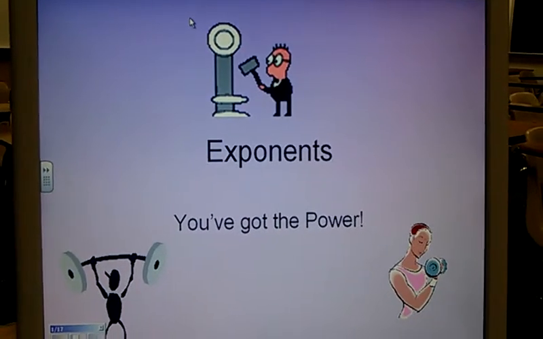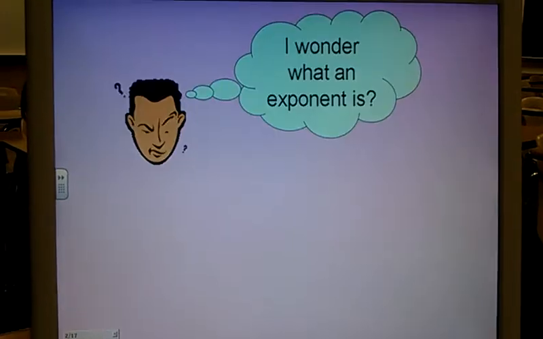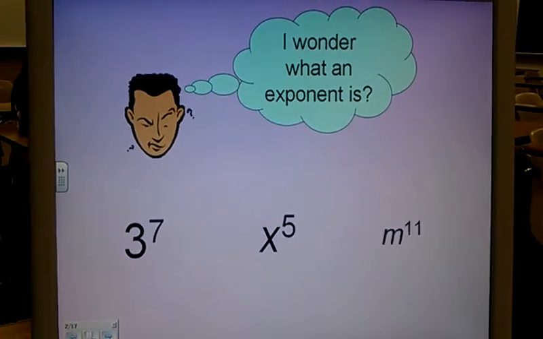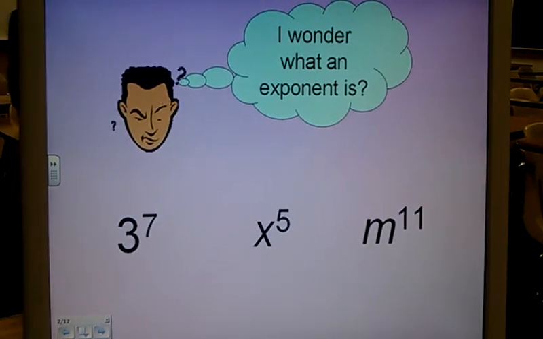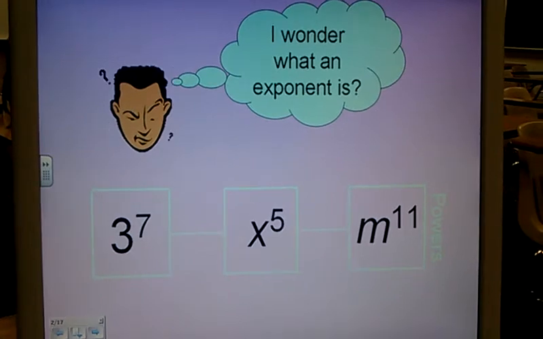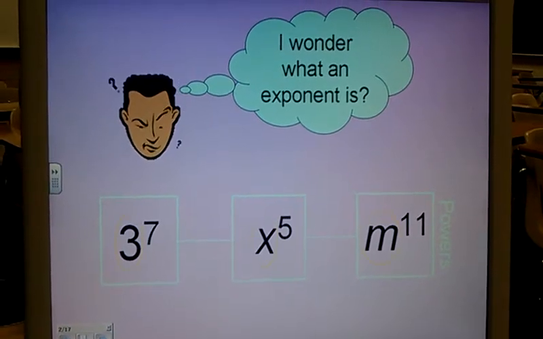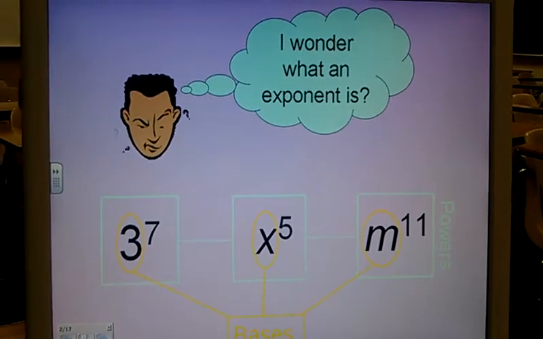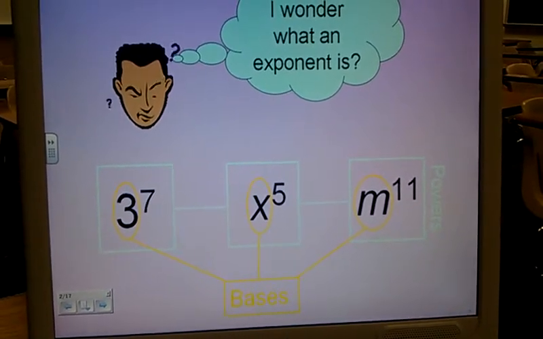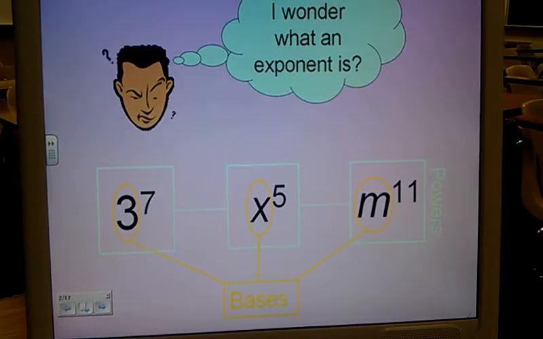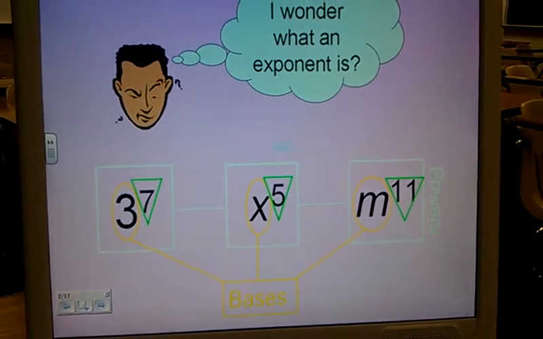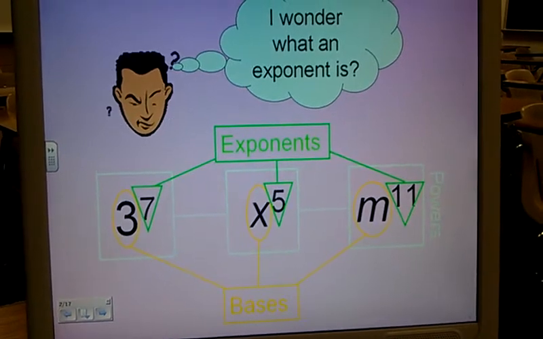This video is about exponents. Here are 3 examples of powers. You notice that these bottom numbers, like the 3, the x, the m, those are the bases. The other numbers that are up there, 7, 5, and 11, those are the exponents, the powers. Okay?